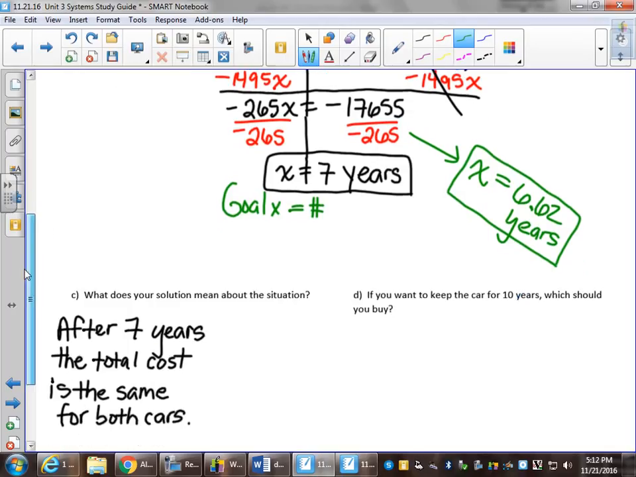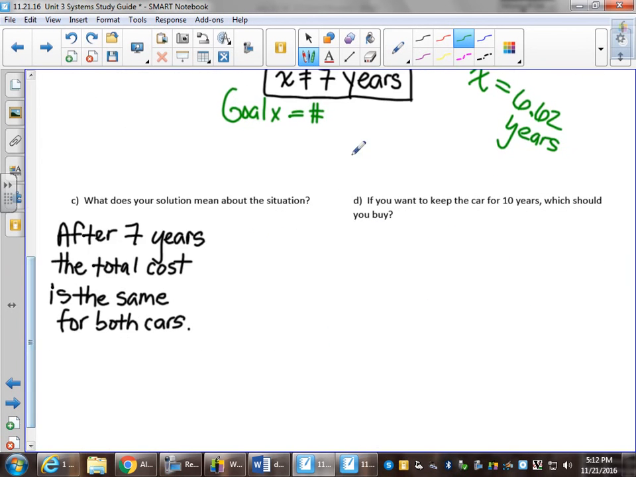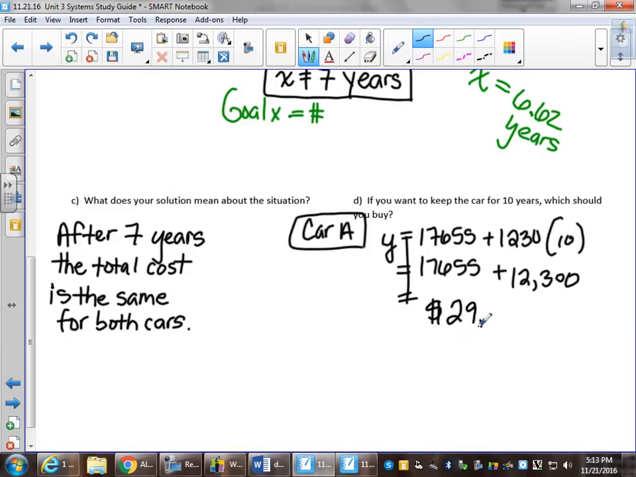All right, let's talk about Part D. If you want to keep the car for 10 years, which should you buy? So we're going to take our two equations and use them. So first for car A, this will be y equals 17,655 plus 1230 per year, but now we know that we're talking 10 years. So that'll be 17,655 plus 1,230 times 10 is 12,300, which comes out to be $29,955. So that's how much it is for car A after 10 years.